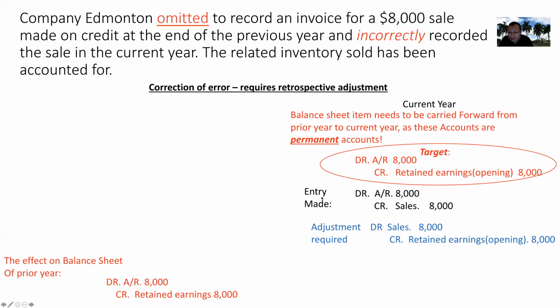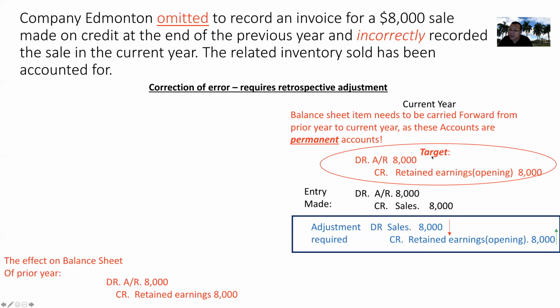So if you add the black color entry plus the blue color entry, I will get my target, the red color entry, okay? I'm kind of doing a subtraction here. I know what I want, my target, and I know what you have done. The difference is the adjustment you have to make. That's in the blue color. You can see the sales is reduced by 8,000. Retained earnings opening is increased by 8,000.